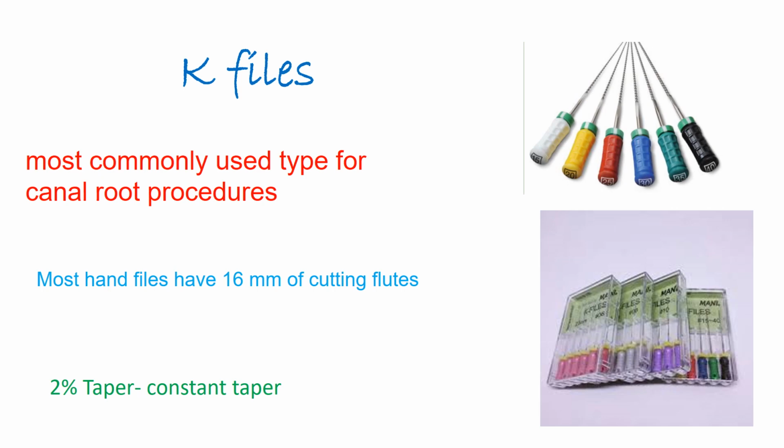Suppose the taper is 4%, then after every 1 mm increase in the length of the file, the diameter will increase by 0.04 mm. This is 2%, this is 4%. Similarly, in 6%, what will happen? There will be a constant increase in diameter of 0.06 mm after every 1 mm increase in the length. Got it? This is very easy.